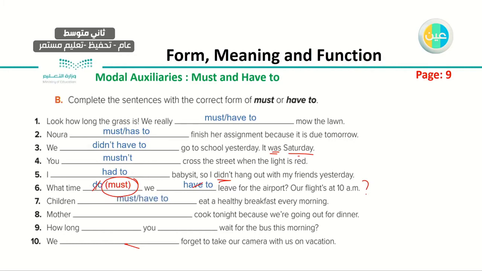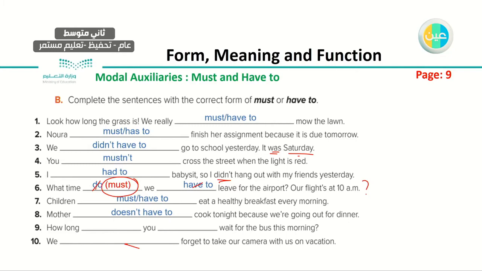Mother, number 8, cook tonight because we are going out for dinner. Okay, we will talk about the negative form. You have to decide if it is affirmative or negative. So it is negative here. Doesn't have to, or maybe mustn't. Okay, but here we have a choice: when we say doesn't have to, it means that she can cook.